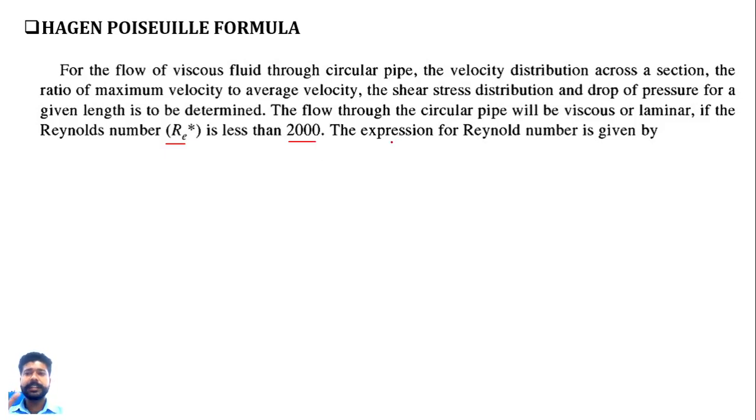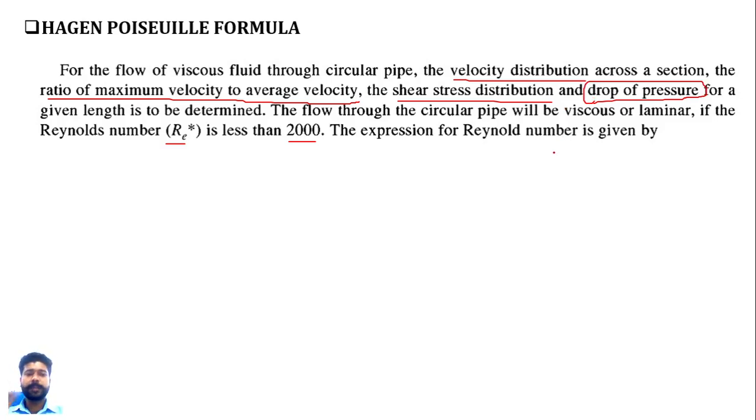In this session, in this Hagen-Poiseuille formula, we will find the velocity distribution across the section and the ratio of maximum velocity to the average velocity. First of all we will find the velocity distribution. After that we will find the ratio of maximum velocity to the average velocity in the circular pipe, and also the shear stress distribution and the velocity distribution. At the end of this session we will find out the drop of pressure at the cross section of the pipe for the given length of pipe.